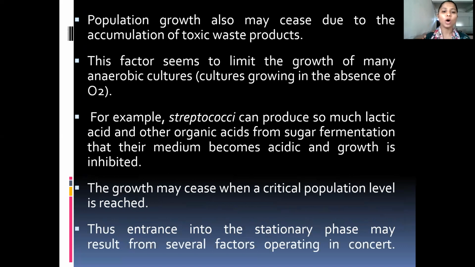Population growth also may cease due to the accumulation of toxic waste products, or you can say toxic metabolic products. This factor seems to limit the growth of many anaerobic cultures. For example, streptococci can produce so much lactic acid and other organic acids from sugar fermentation that the medium becomes acidic and growth is inhibited. Growth may also cease when a critical population level is reached. Thus, entry into the stationary phase may result from several factors operating together.